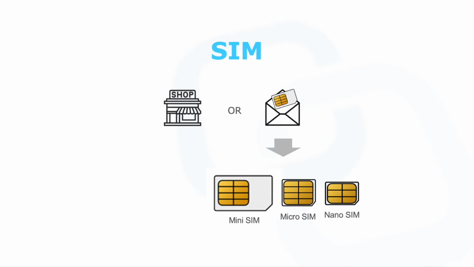And of course, when the SIM card does arrive, you'll need to make sure it's the right sized SIM for the device you have, given that there are 3 sizes of SIM card available today: the mini SIM, which has been around for about 20 years, the micro SIM, which was popular about 5 to 10 years ago, and the nano SIM, which is now the most popular size today.